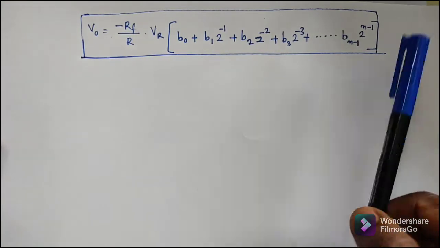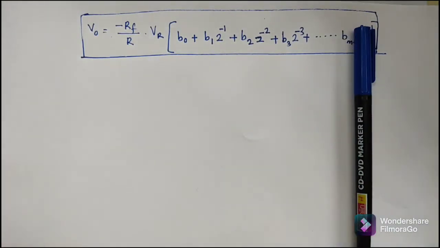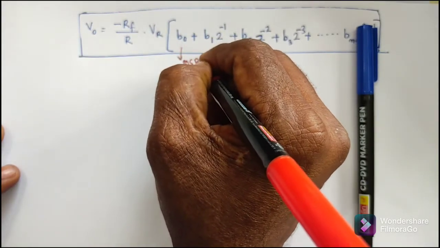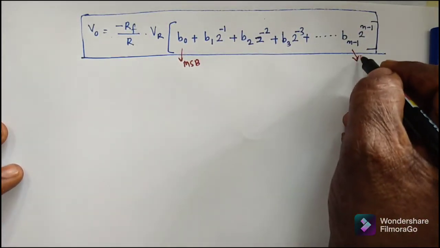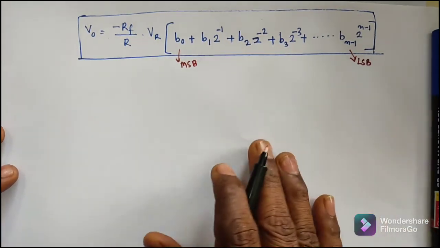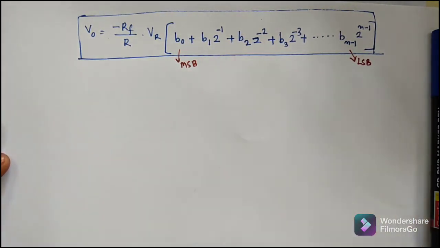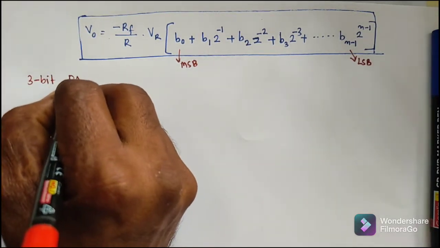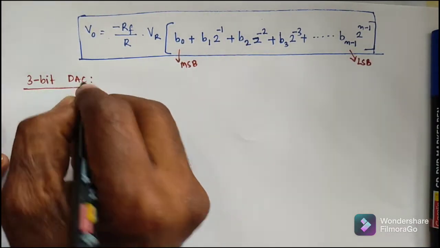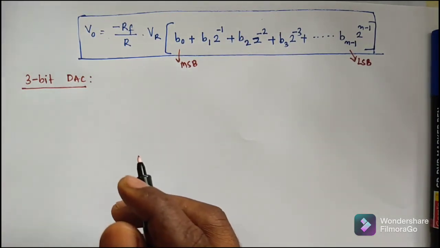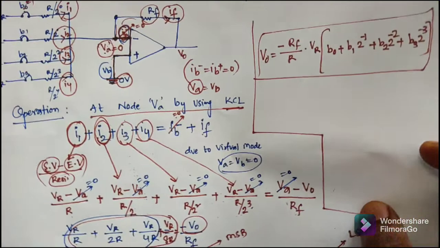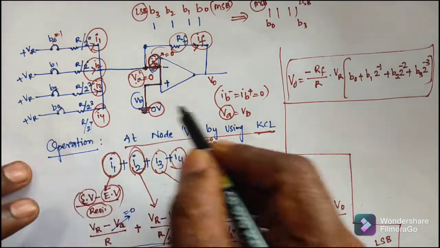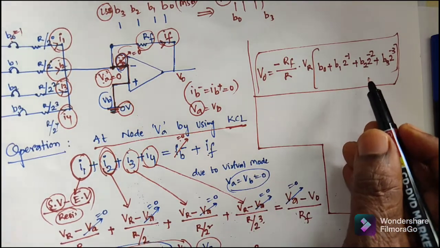In this case, B0 value is the MSB bit, and the last one is the LSB bit. This is the actual mechanism of this. Now, for example, if you take a 3-bit DAC, based on this, as we discussed earlier, this one is the MSB bit, this one is the LSB bit. Like that, you will get this type of data.